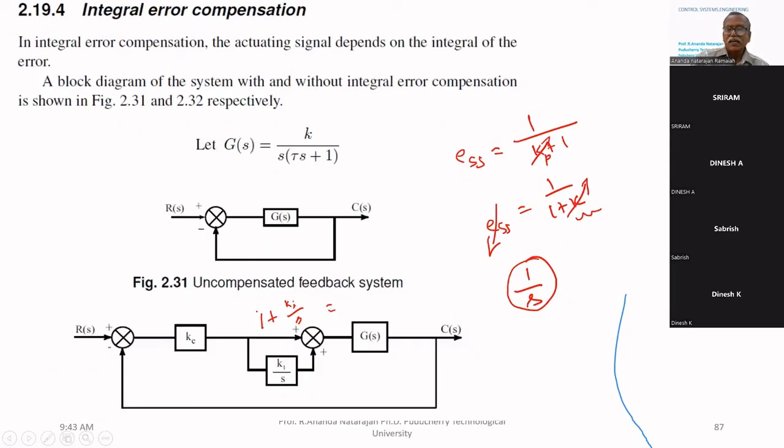Why is it called integral error compensation? 1 by S means integrator. We are integrating the error. If you put 1 by S in the forward path, what is the input to this? Error. The error is integrated. So this compensation can be called integral error compensation.